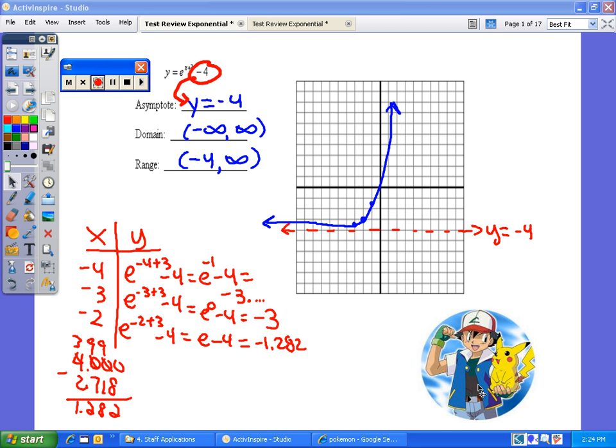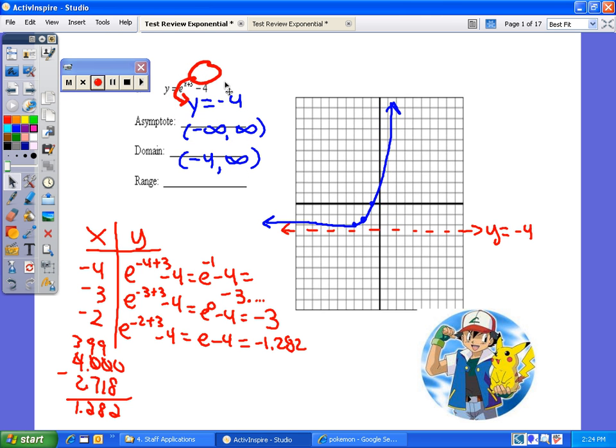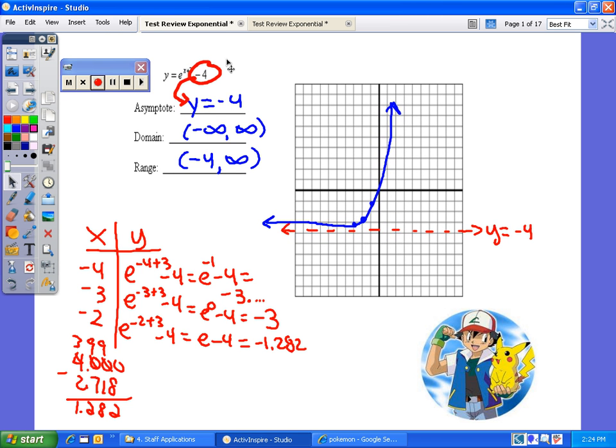Alright, moving on. First one, remember that the vertical shift, the 4, is the vertical shift, that is your asymptote. So since the vertical shift is your asymptote, when you move vertically, that's why the asymptote is y equals 4. So it goes right through 4 on the y-axis.